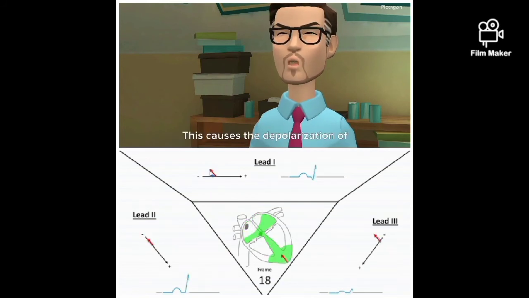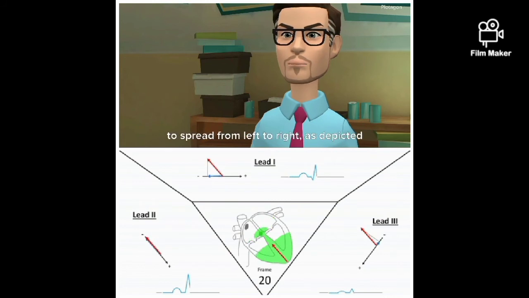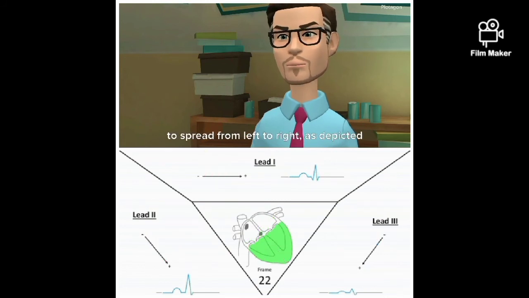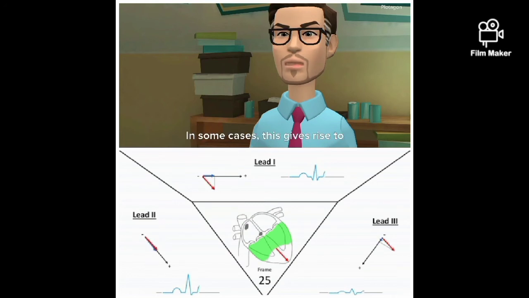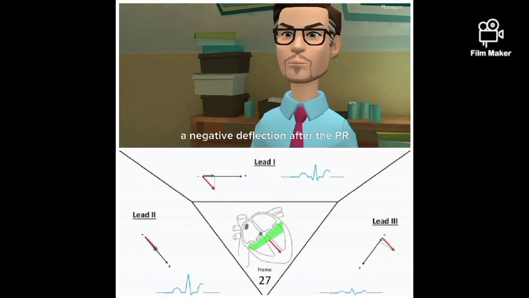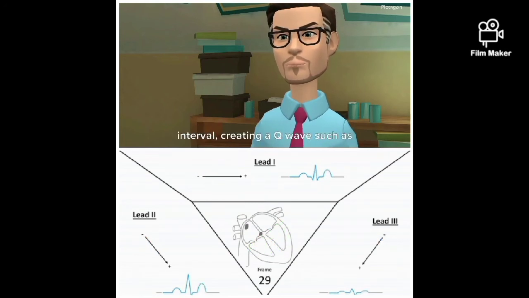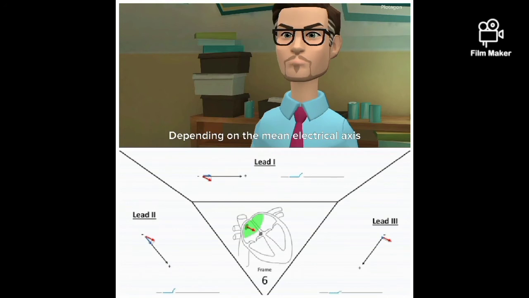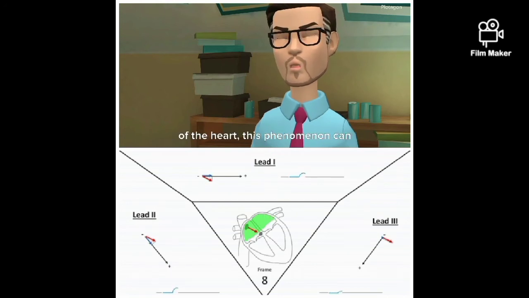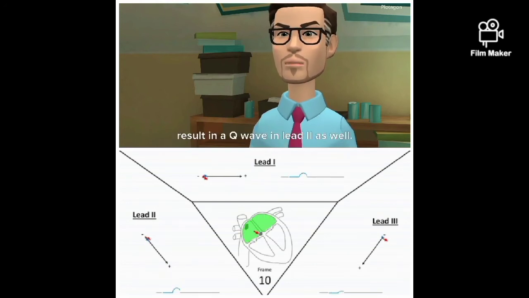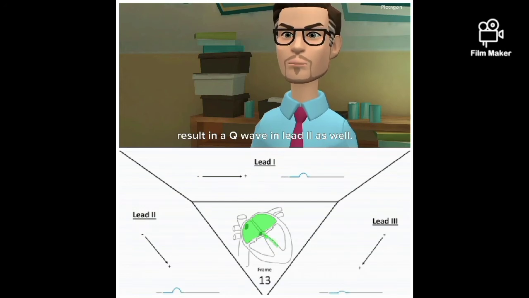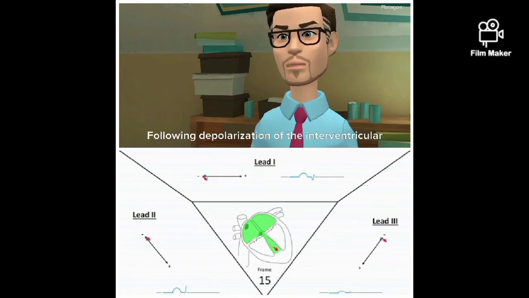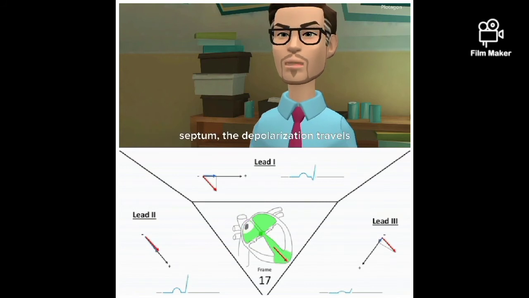This causes the depolarization of the interventricular septum tissue to spread from left to right, as depicted by the red arrow in frame 14. In some cases, this gives rise to a negative deflection after the PR interval, creating a Q wave such as the one seen in lead I in the animation to the right. Depending on the mean electrical axis of the heart, this phenomenon can result in a Q wave in lead II as well. Following depolarization of the interventricular septum, the depolarization travels towards the apex of the heart.